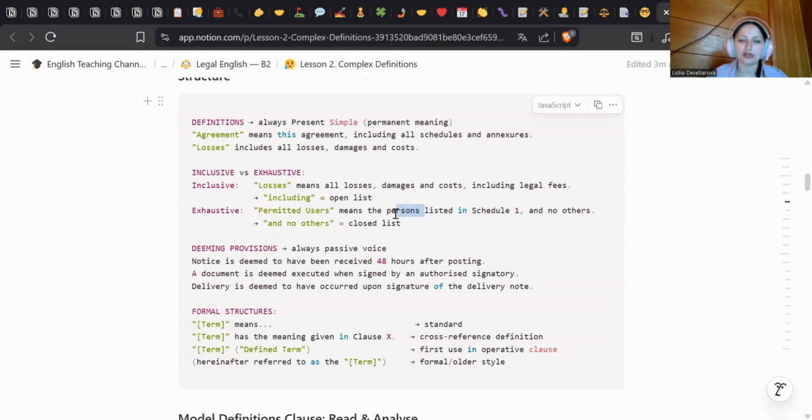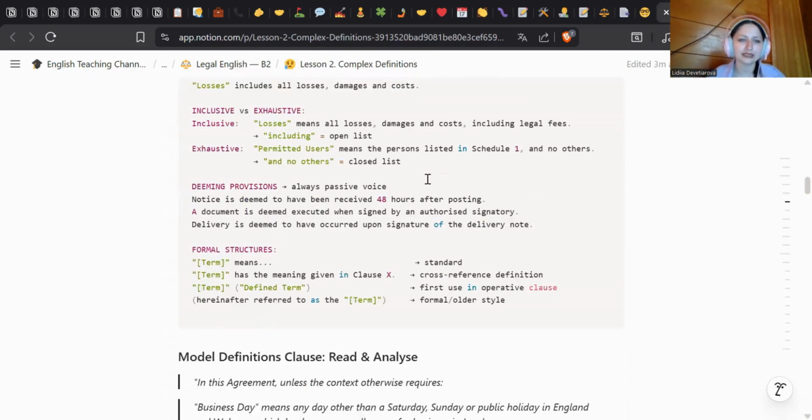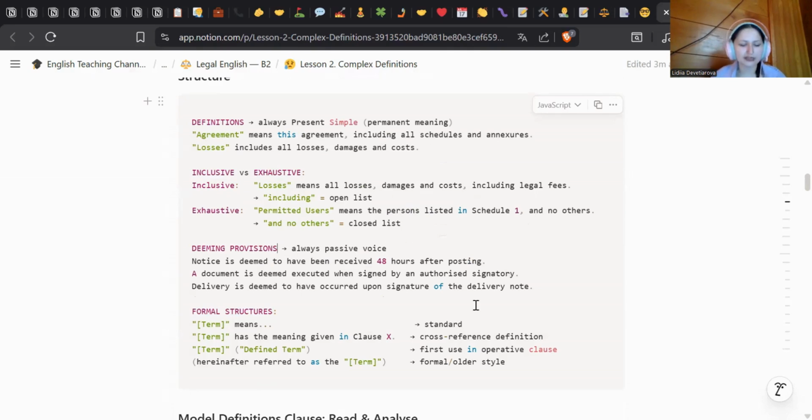Please keep in mind, we don't really use persons in spoken regular general English, okay? We use people, but in this case, it is appropriate to say persons. And no others, that is a closed list. Deeming provisions, they are always in the passive voice. Notice is deemed to have been received 48 hours after posting. Passive. A document is deemed executed when signed by an authorized signatory. Passive. Delivery is deemed to have occurred upon signature of the delivery note.